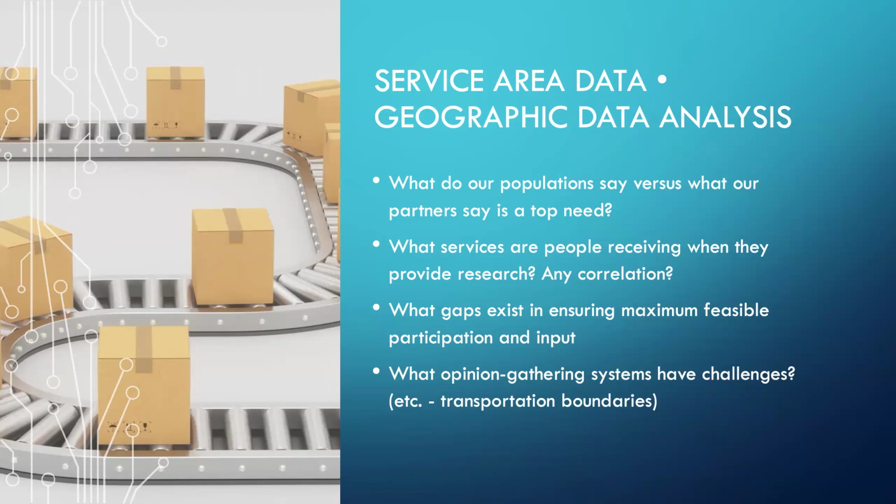Okay. What services are people receiving when they provide research? Is there any correlation? So what services are people engaged in at the time that you're doing your study? Are there any correlations between the services that they're participating in and the outcomes that you may or may not see? Are there any correlations between what they're doing now and what they could be doing in the near future if you had additional services available, right? Or enrolled them in existing services they may not be enrolled in.